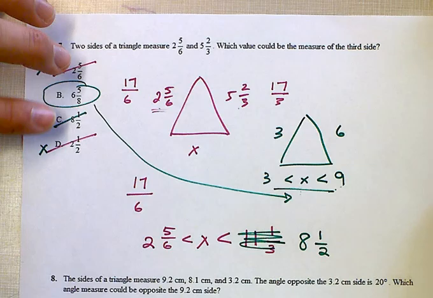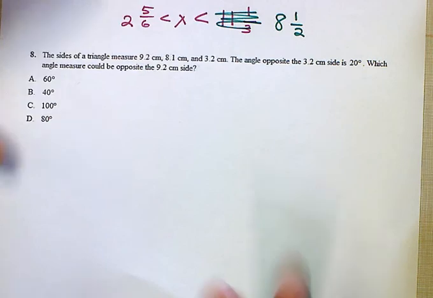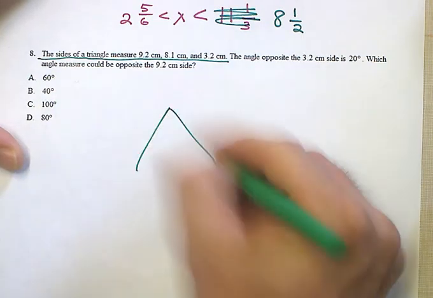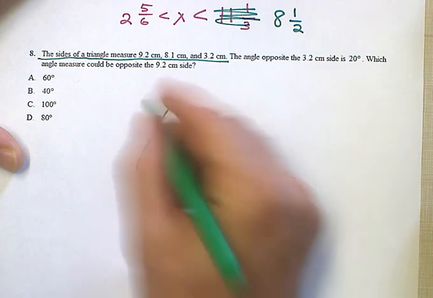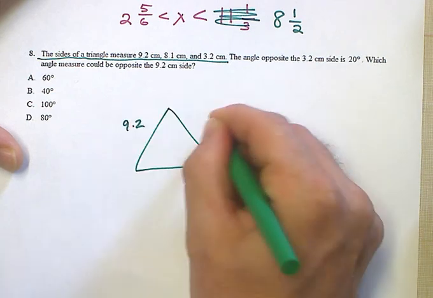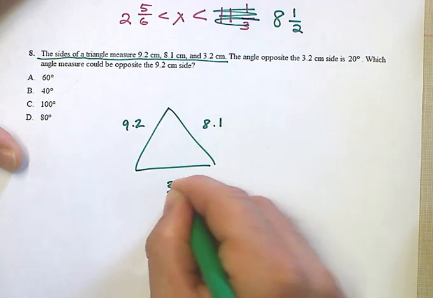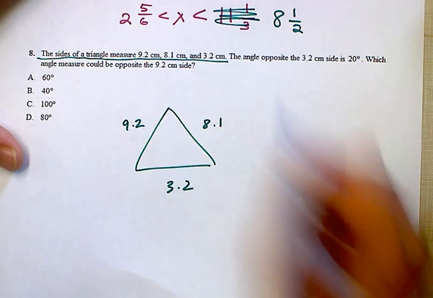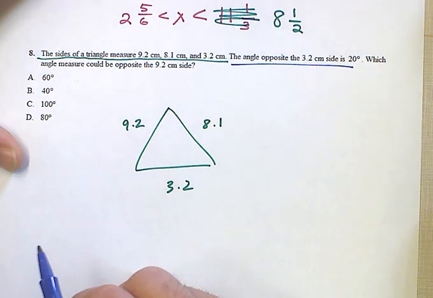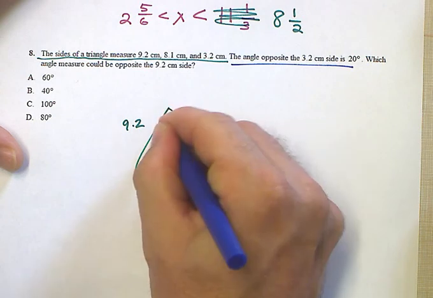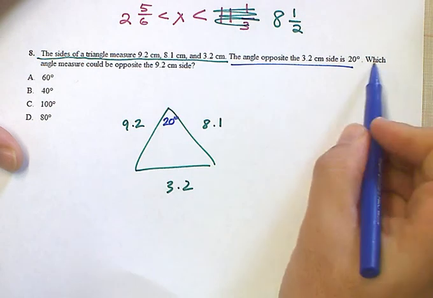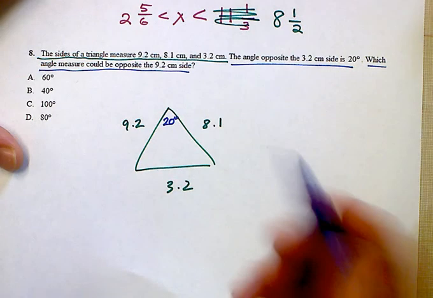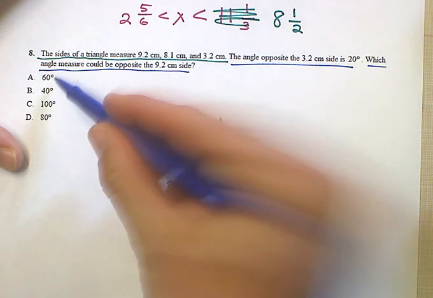Last question we're going to look at. Again, when you're dealing with geometry, it's best to draw the triangle, give the sides. Obviously not drawn to scale here, but it gives me an idea where everything is. It also tells me the angle opposite 3.2 is 20. So they're asking which angle measure could be opposite to 9.2. Well, this is a type of question where you're testing answer choices, or it's best to do that.